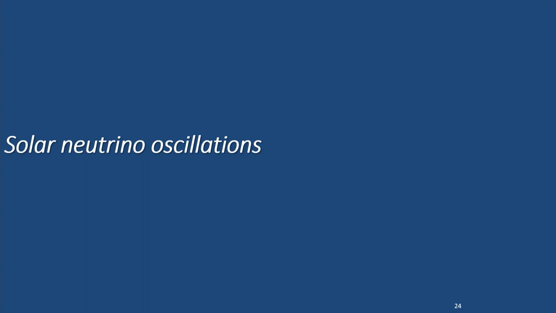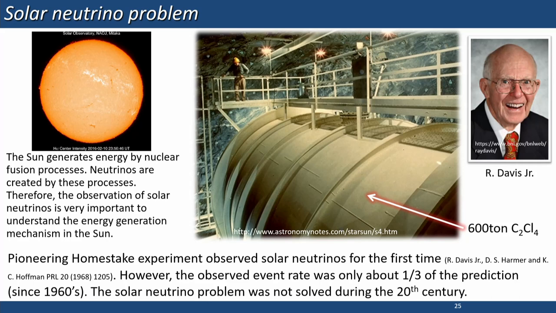Now, I want to briefly discuss the second discovery of neutrino oscillations, that is solar neutrino oscillations. Well, first of all, let me remind you that the sun generates energy by nuclear fusion processes, and neutrinos are created by these processes. Therefore, the observation of solar neutrinos is very important to understand the energy generation mechanism in the sun. And therefore, the pioneering Homestake experiment observed solar neutrinos for the first time.